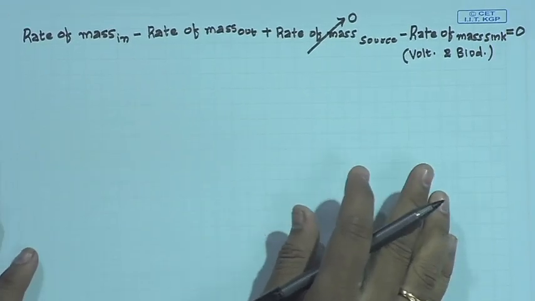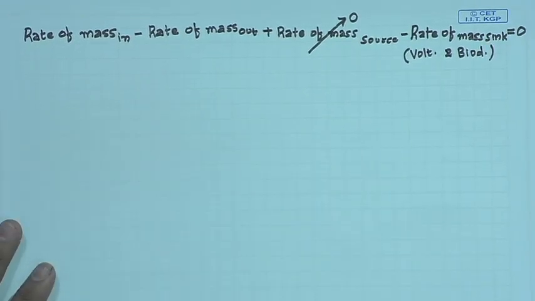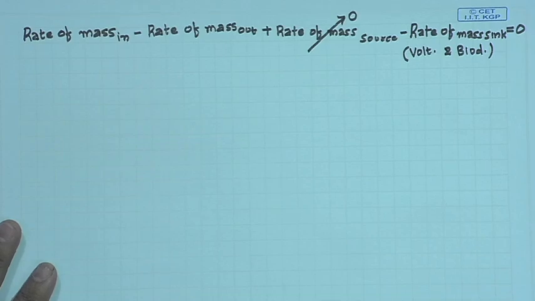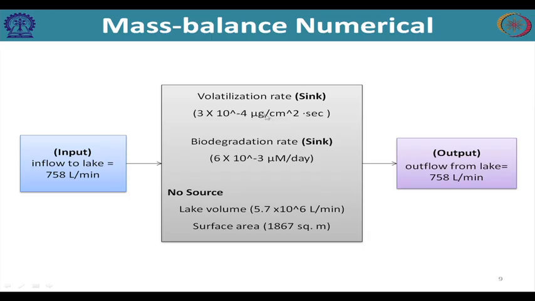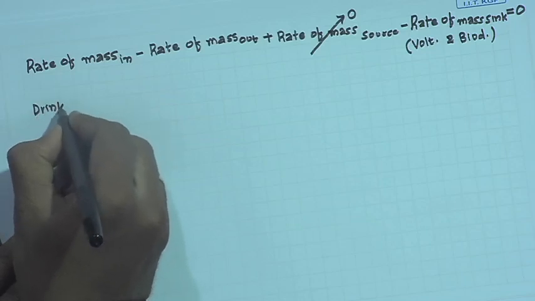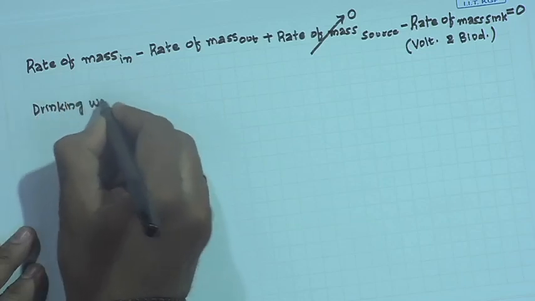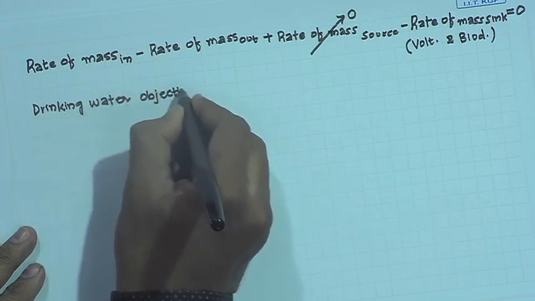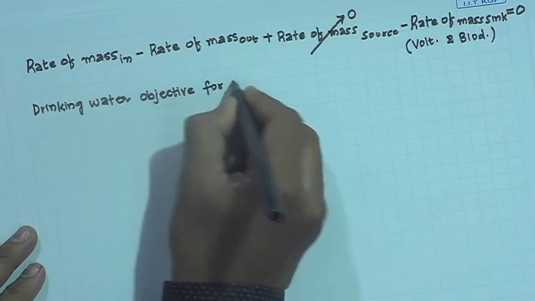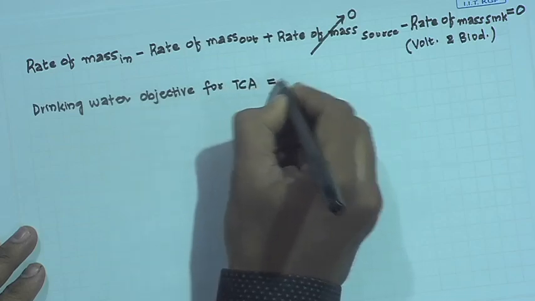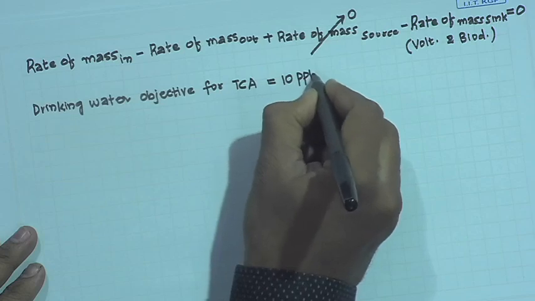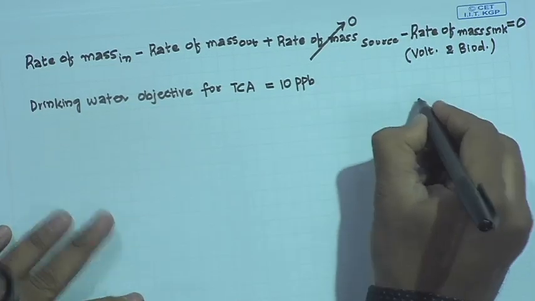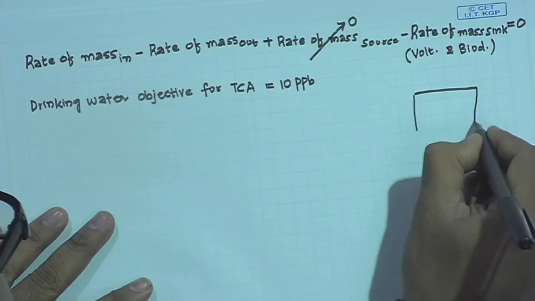So, now if we just see the given data, we have an inflow, then the outflow, lake volume has been already given and the surface area has been given, volatilization rate is given and biodegradation rate is given. Along with that, we have the drinking water objective for TCA as 10 ppb, which is the outlet standard.